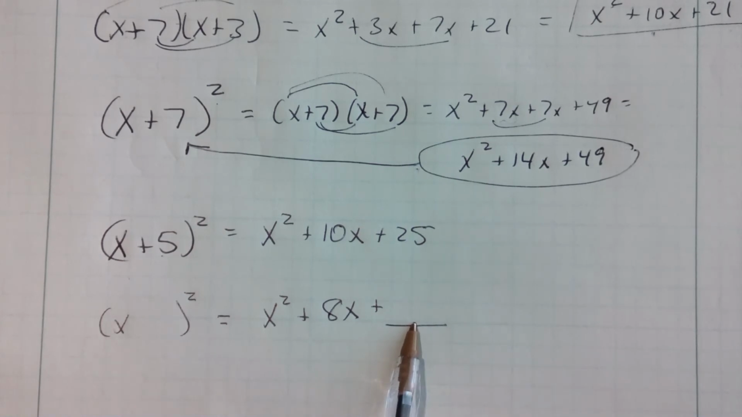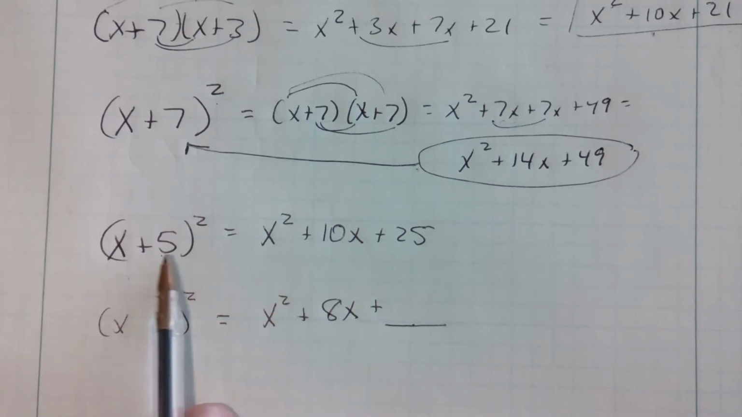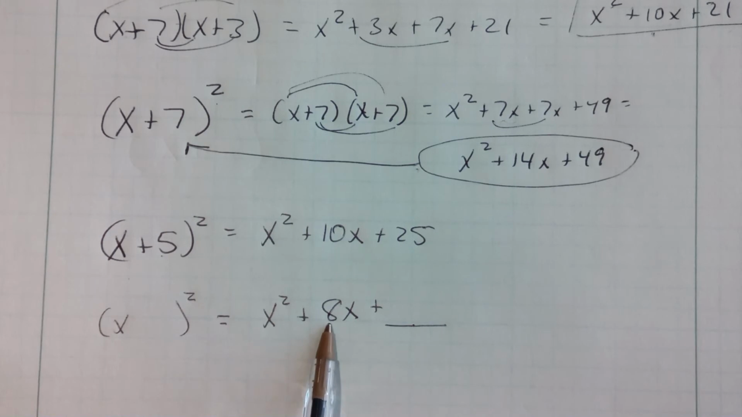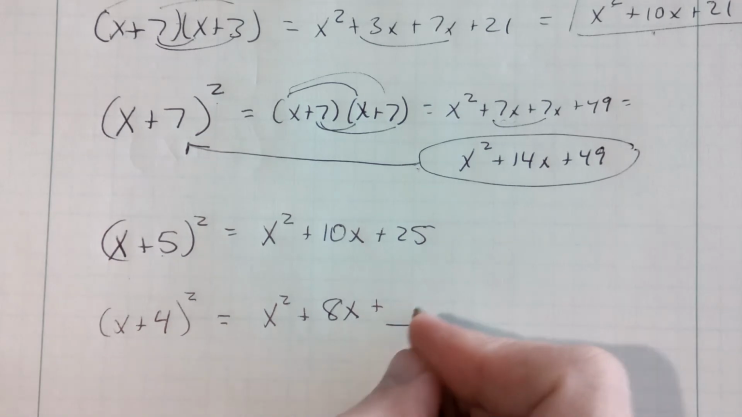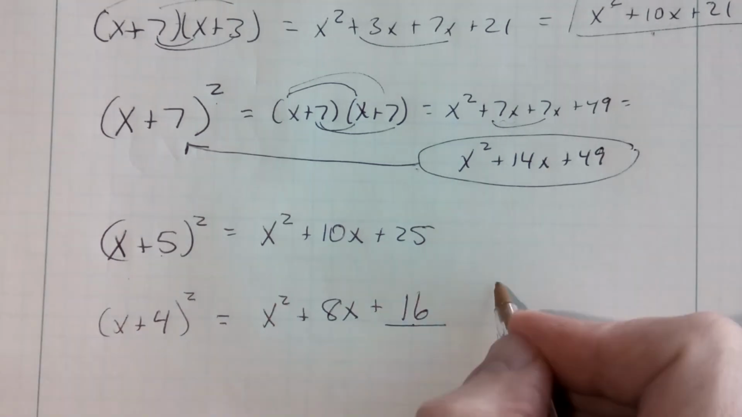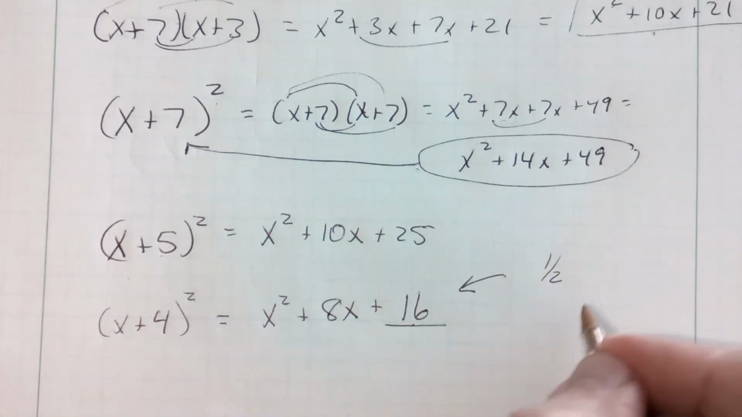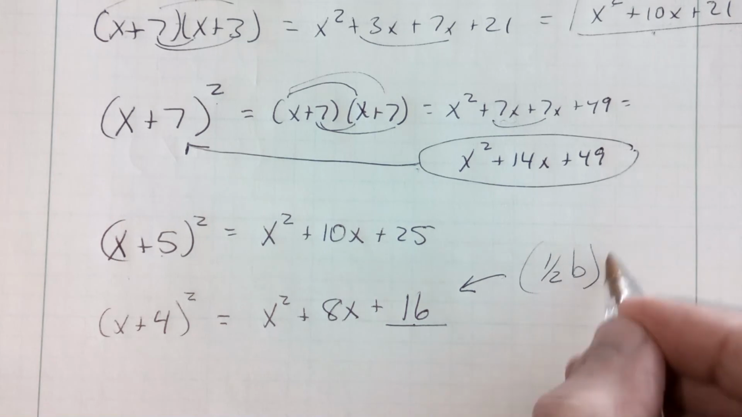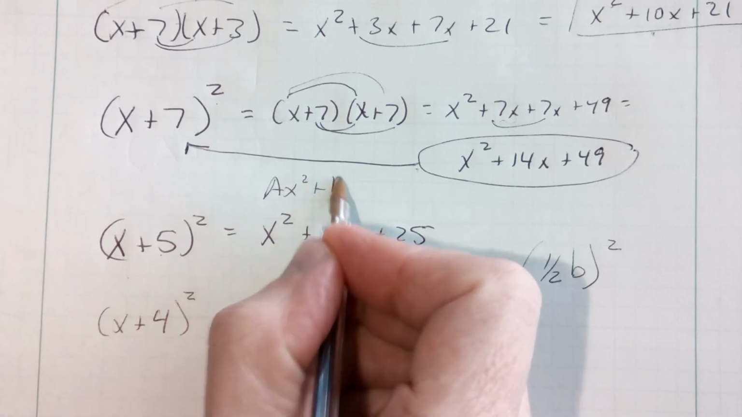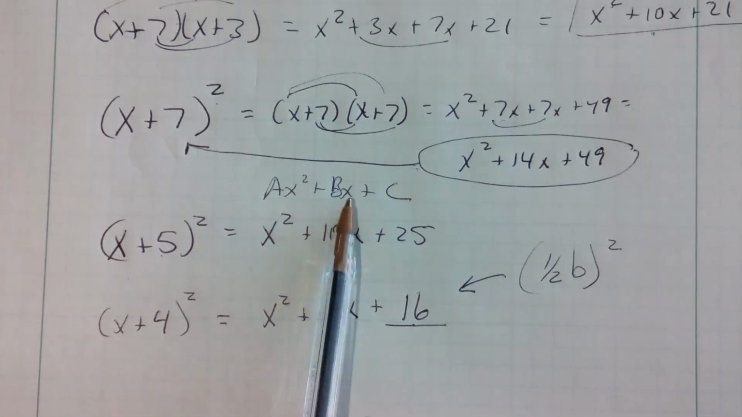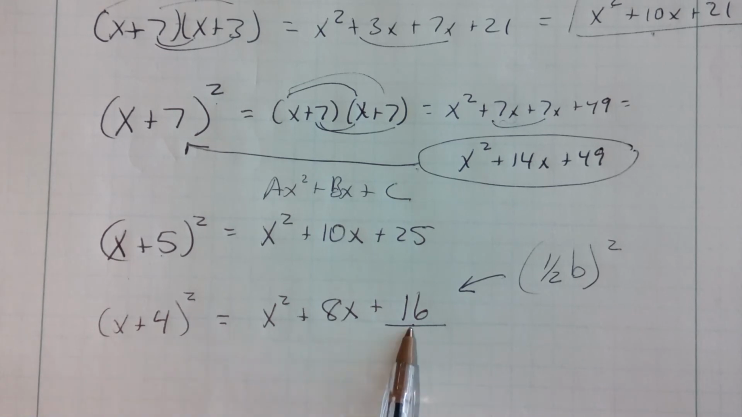Well, the way I like to do it is I like to remember that we get the middle number by doubling this number. So if I get this middle number by doubling, this number would have to be a 4. Then if I square the 4, this number here would have to be 16. So this last term here is always half this b value, and then we square it. Because remember, a quadratic is written in the form of ax squared plus bx plus c. I take that middle term, take half of it, which is 4, I square that, and it gives me 16. That allows me to write a quadratic that is considered a perfect square.